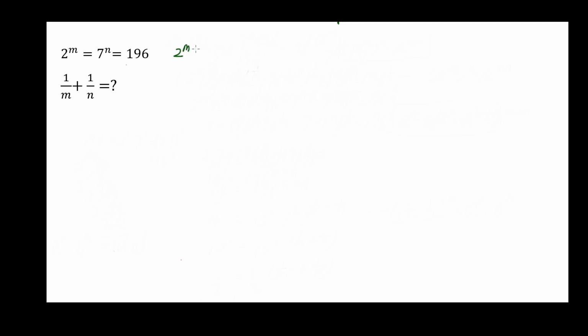2 to the power m equals 196. 7 to the power n equals 196. This allows us to understand the features of each variable more easily. Here, we can see the fractions 1 over m and 1 over n in the question. So we should think about how we can get such fractions from this information.